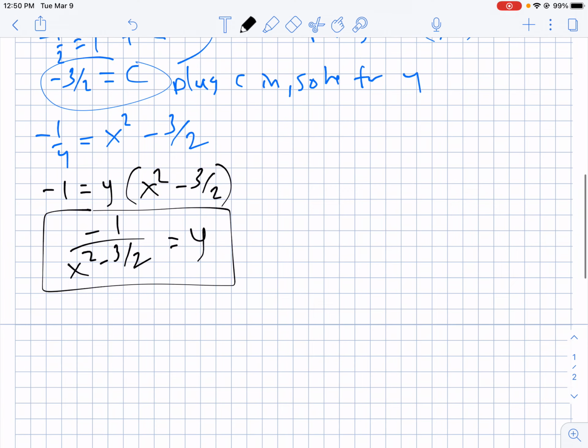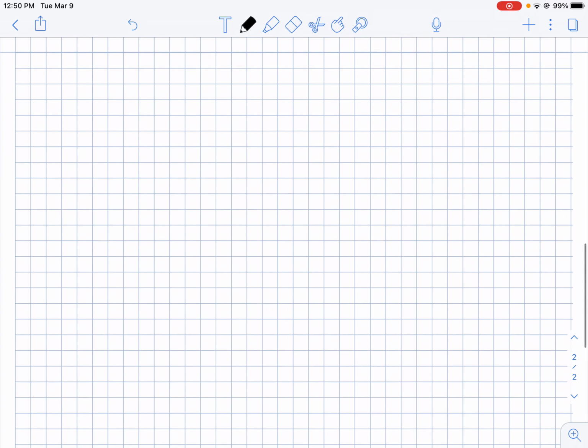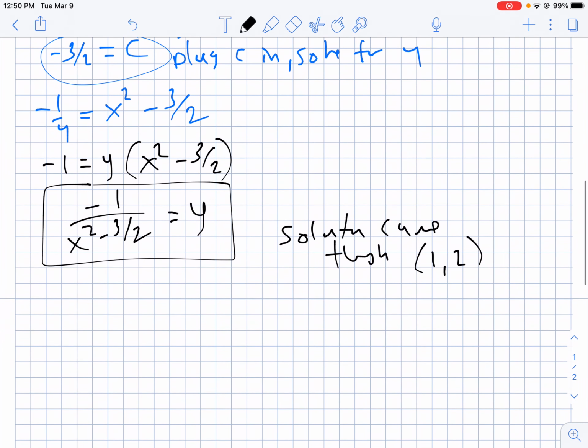Okay, and basically this is an equation for the solution curve that goes through the point we just had, the point 1 comma 2. That's what we're finding, the equation for the solution curve that goes through 1 comma 2. Okay, so what we're going to do next is another example.